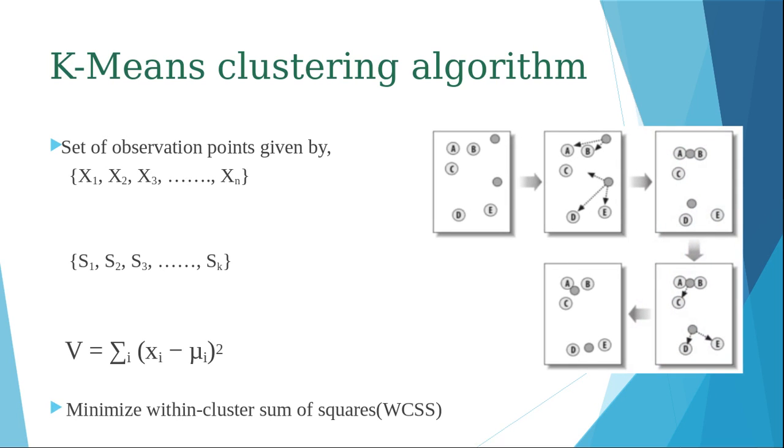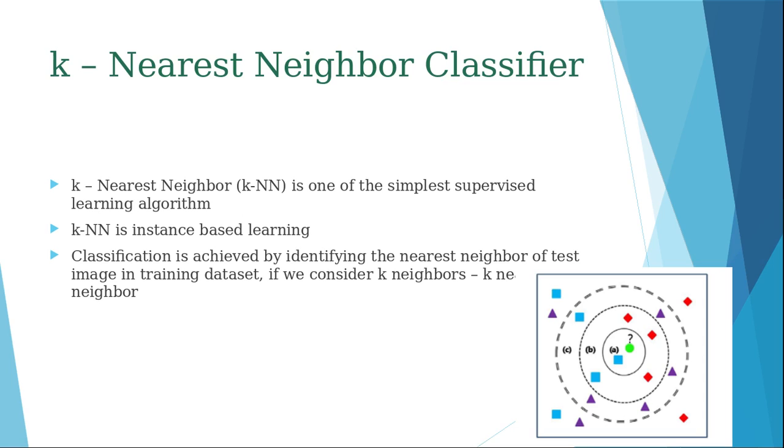So you can see that in the image. The next is the k nearest neighbor classifier. K nearest neighbor classifier is one of the simplest supervised learning algorithms. It is supervised because we know the classes of the images beforehand. KNN is instance-based learning because the model is not learned beforehand, and when the query image is given to the dataset, this image is compared with each and every image of the training dataset to find the closest neighbor.